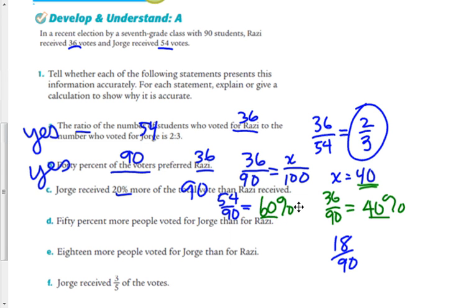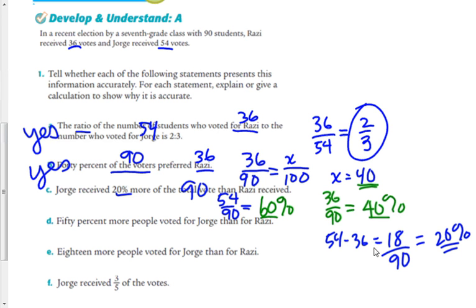Another way to look at that last problem also is how many more votes did Jorge receive than Razi, and that is 54 minus 36 equals 18. And out of the total 90, what percent is 18 out of 90? And it is 20%. So that's another way to get that 20% there. Okay, so that one's accurate.